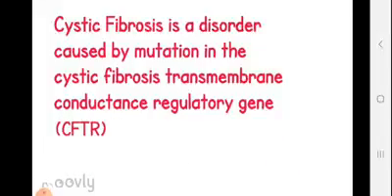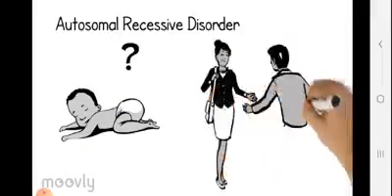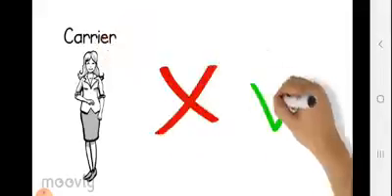This mutation occurs on chromosome 7. This disease is an autosomal recessive disorder, which means that the disease is inherited when a child inherits a defective copy of the gene from both parents who are carriers of the gene. A carrier is an individual who has a defective copy and a normal copy of a gene.